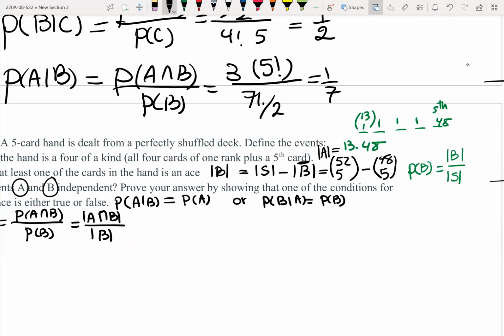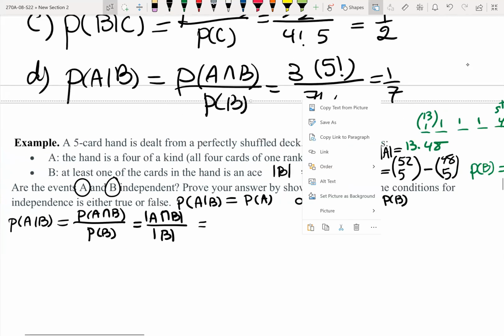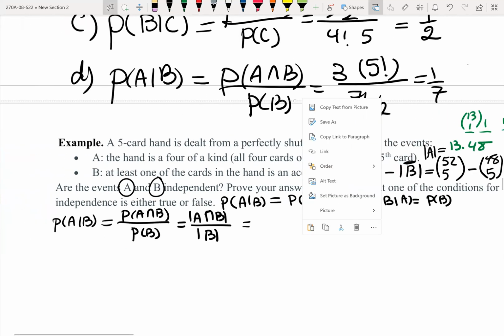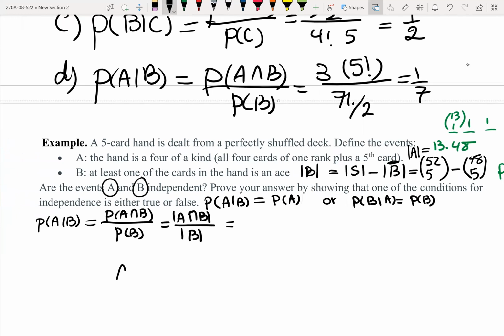Okay, so now, what was the intersection? Let's think about the intersection. What are the intersection's possible cases? What would it be if you have five cards, 4 of the same kind, and at least one of them an ace?